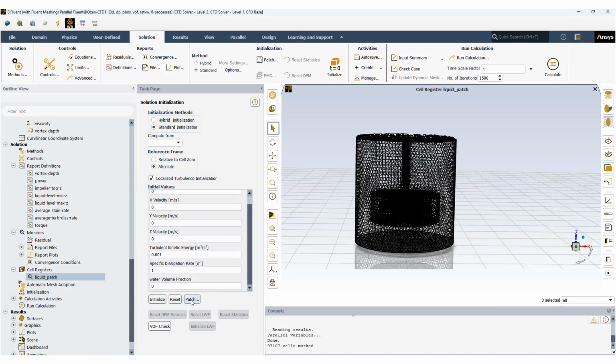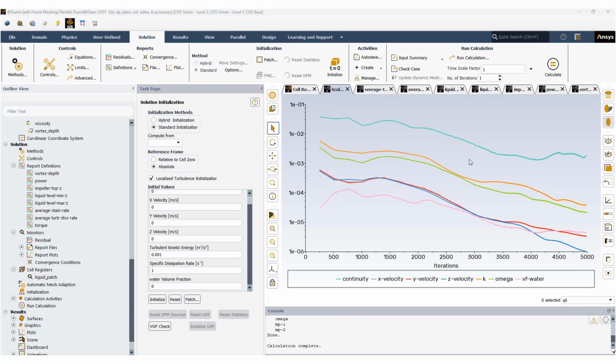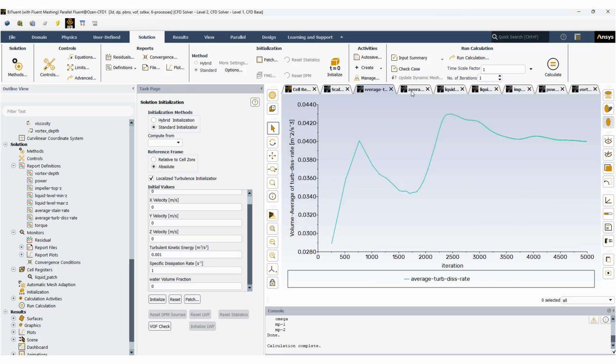After the patching, we have to do the iterations. I already completed the simulation, and I would like to show you the results. I performed about 5,000 iterations, and the residuals are low. The continuity, I guess, may need some more iterations, but I'd like to focus on the parameters that we monitored.